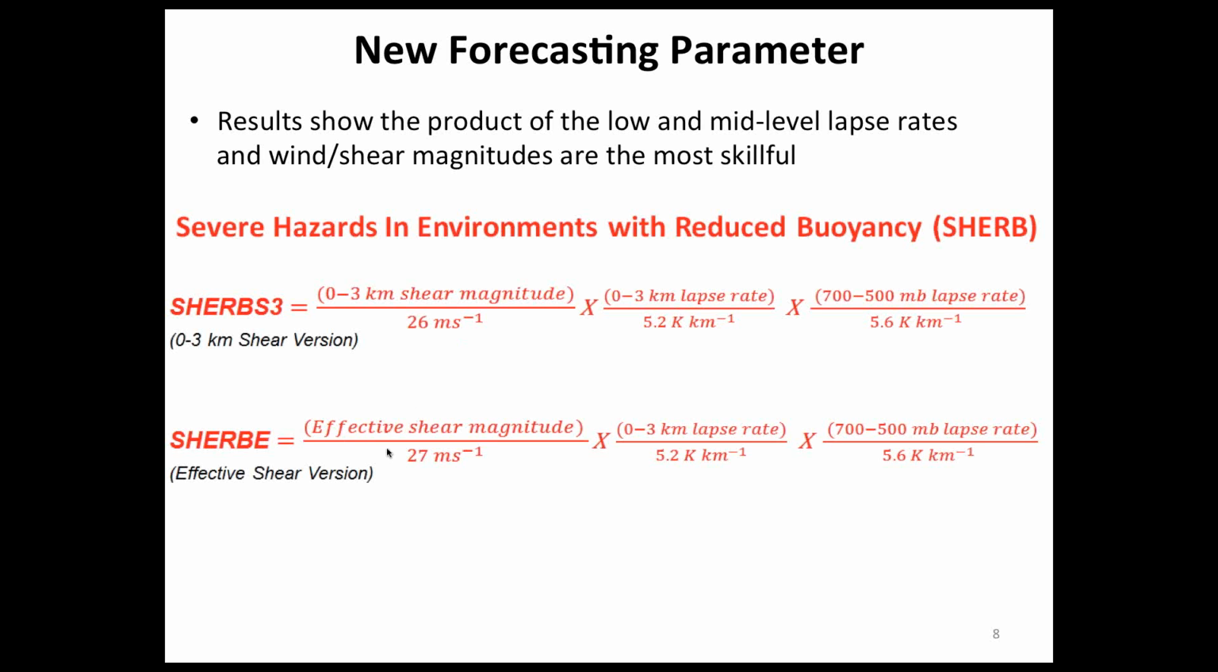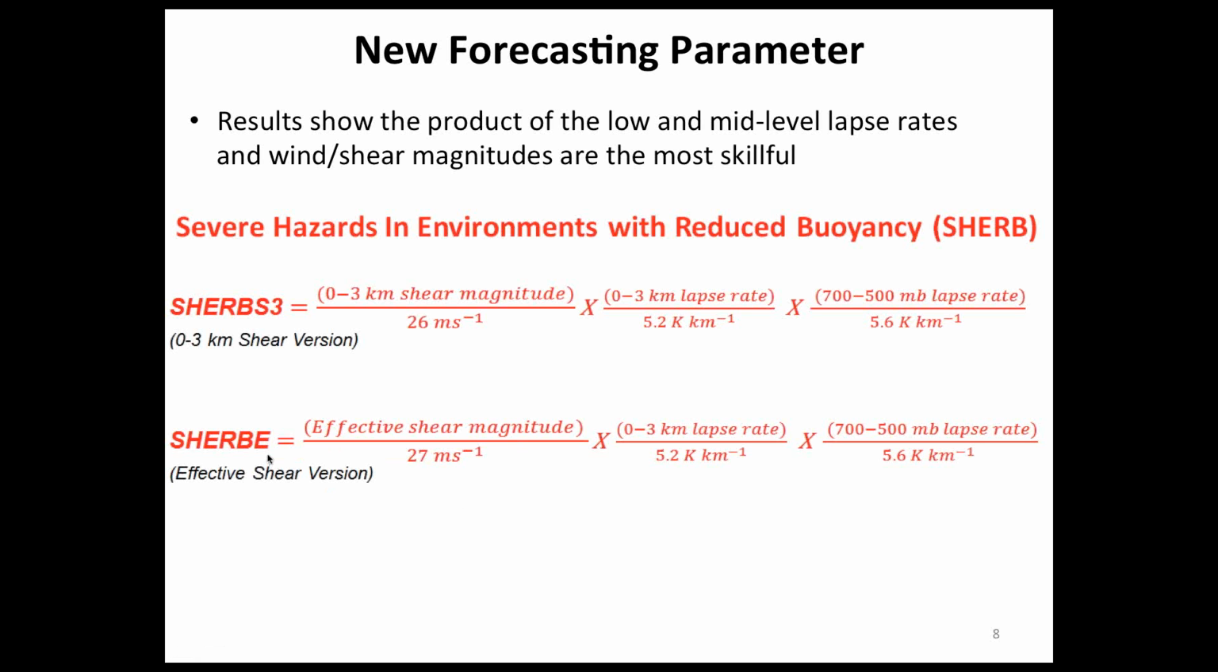The effective shear was actually designed with this shallow convection in mind, which is common in the high shear low CAPE environments, and also with elevated convection in mind. And that was because 6-kilometer layer shear parameters were really deemed insufficient to adequately provide a representative shear layer in these environments. The one caveat here with the effective shear version, effective shear is inherently dependent on CAPE.